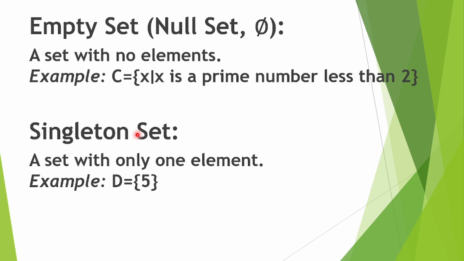Next is the singleton set. A set with only one element is called a singleton set. For example, D = {5} is a singleton set because there is only one element. So if a set has only one element, it is called a singleton set.